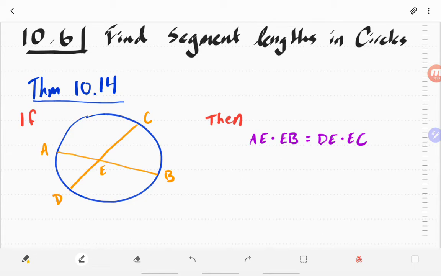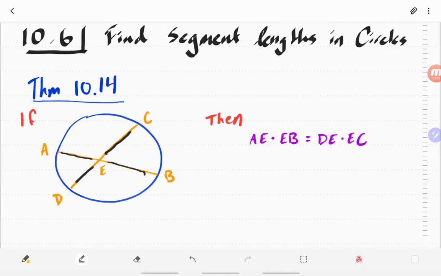So if we have two chords that intersect inside of a circle, then we are able to conclude that the product of their chord segments are equal. You'll notice here I've got AE times EB, that's going to be equal to DE times CE, or DE times EC. So this is just part times part is equal to the other part times the other part.